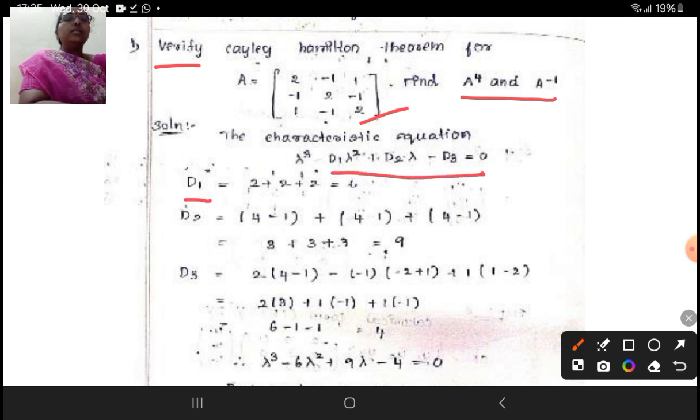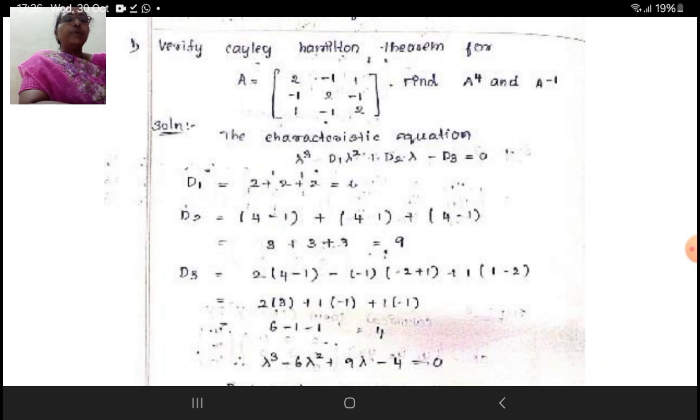So in this equation, d1 is the sum of the diagonal elements, which is 6, and d2 is the sum of the minors of the diagonal elements, which we calculate as 9, and d3 is the determinant of A, which is 4. After substituting all those values we got the cubic equation. From this cubic equation, using the Cayley-Hamilton theorem, we can write the equation in matrix format. In this matrix format, the constant is written with the identity matrix.